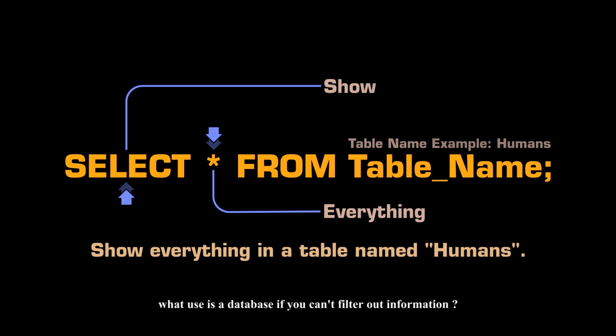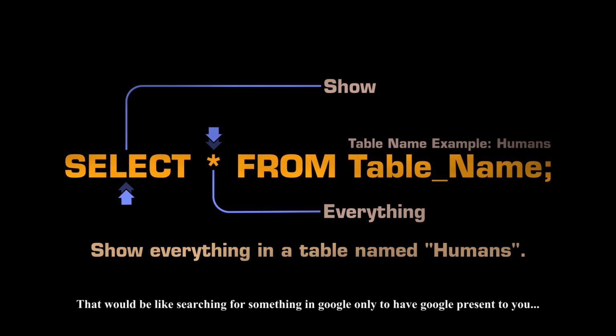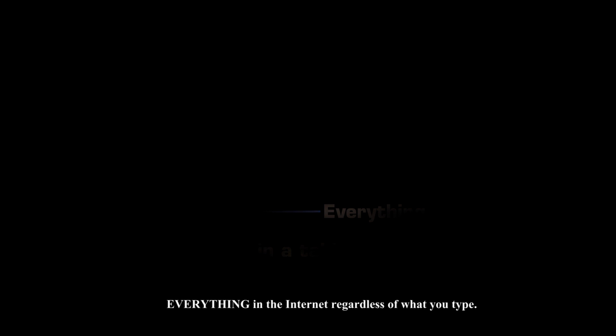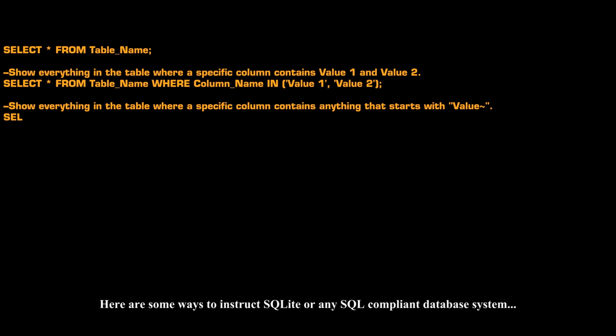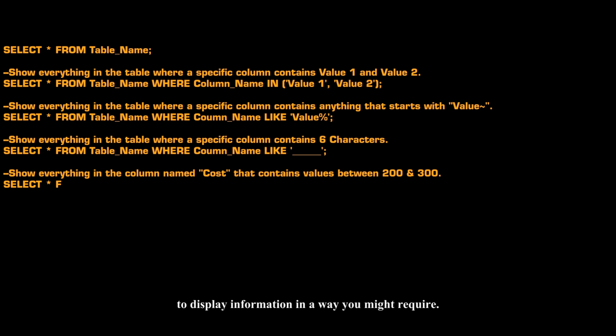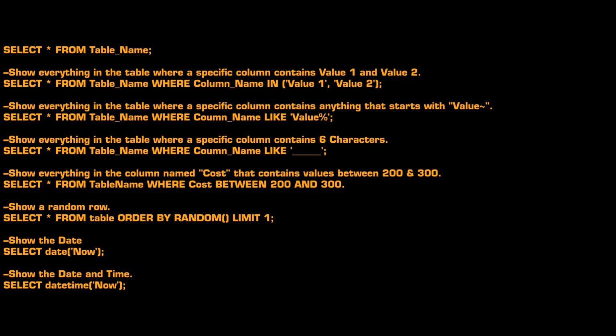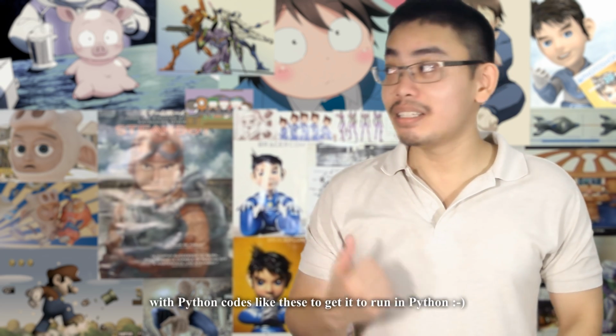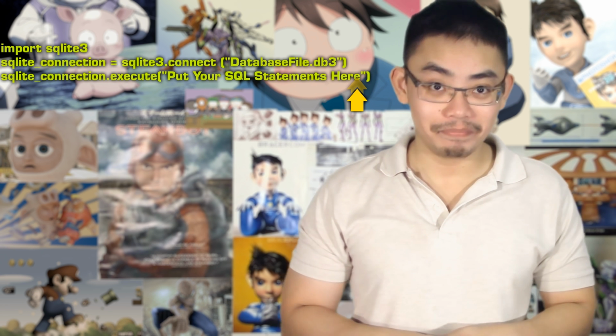However, what use is a database if you can't filter out information? That would be like searching for something in Google only to have Google present to you everything on the internet regardless of what you type. Here are some ways to instruct SQLite or any SQL compliant database system to display information in a way you might require. The good news here is, it is remarkably readable as English once you start changing the keyword select to show in your mind and read it as such. As always, remember to wrap your SQL statement with Python codes like this to get it to run in Python.